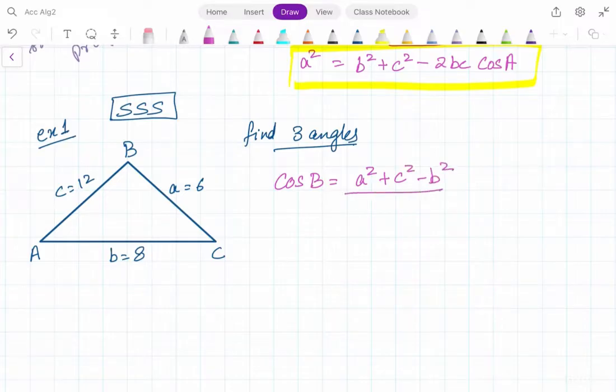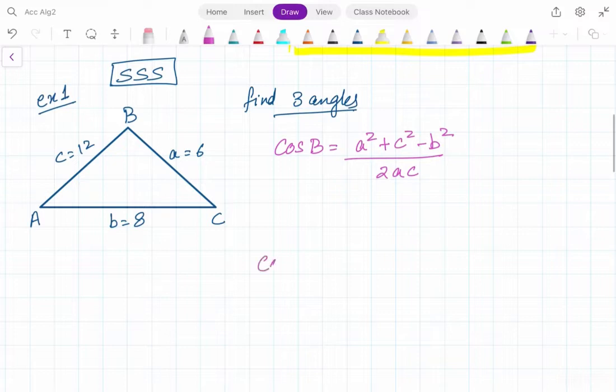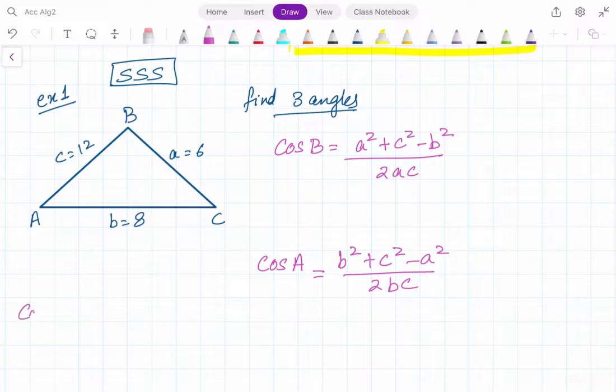So we have cos B equals a squared plus c squared minus b squared, divided by 2 times a times c. The same way I can write it for cos A, because we are talking about cos A, we are not including side a with the addition; side a will be included with the subtraction. For cos C, side c will be included with the subtraction. So there is a pattern; you just have to look at the pattern. We have all the numbers that are given. Let's plug them in one by one.